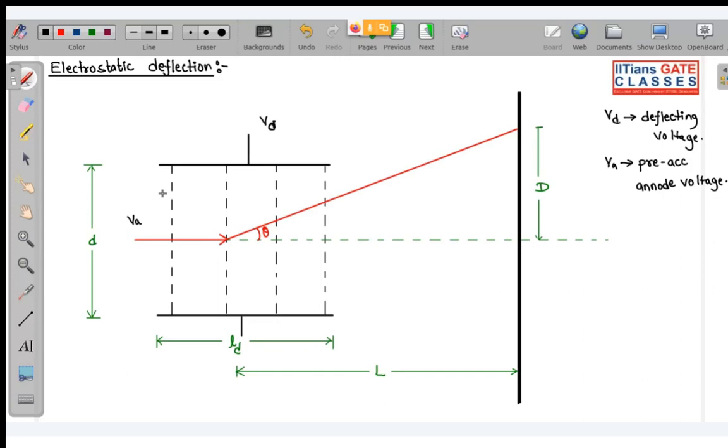Now you might ask, sir, why is this deflection starting from here? Why not from here? So I will tell you why. Basically, the deflection, the moment this electron beam enters over here, so I will erase this part. So don't draw this in your diagram. This is just for the sake of understanding.